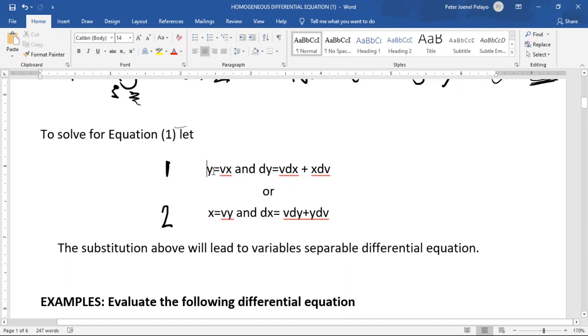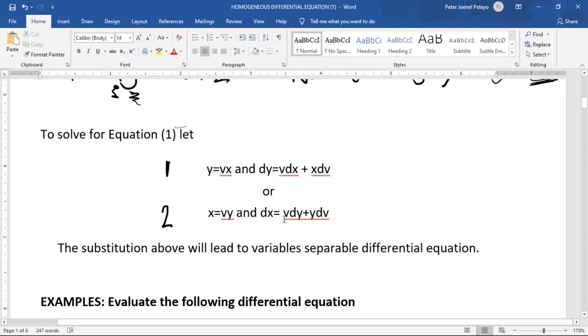Or, ang pwede natin gamitin is x is equal to vy and dx is equal to v dy plus y dv. So, ang nakuha lang naman to from derivative. Pag dinerivative mo itong x is equal to vy.